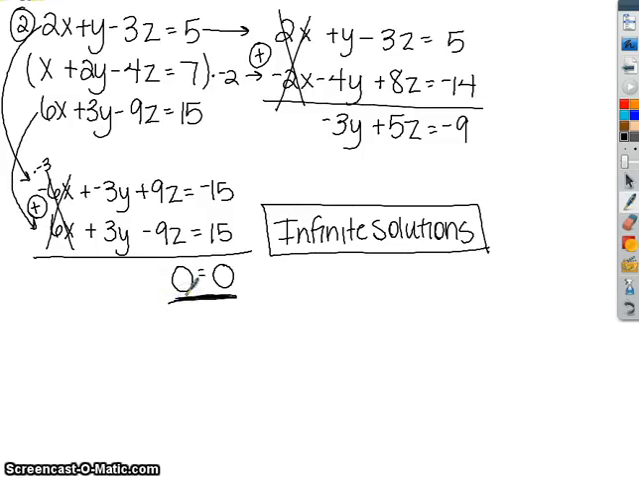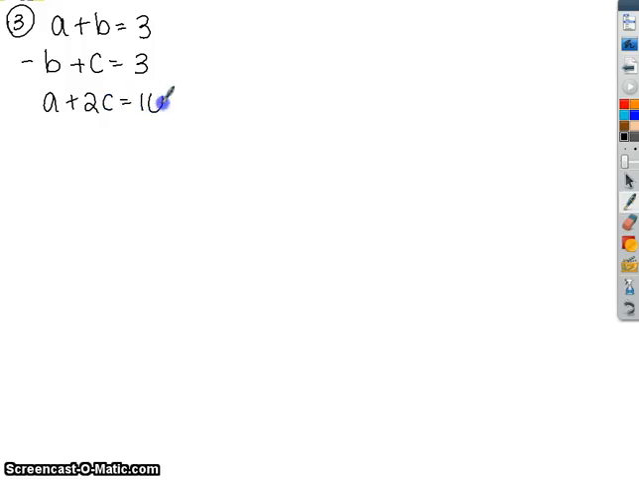Okay, my last example is going to look a little bit different, but I know you're going to have one like this on your test, so I just want to make sure that we go through one like this. So hopefully I don't run out of time. A plus B equals 3. Negative b plus c equals 3. A plus 2c equals 10. So this is still a system of 3 equations. There are still 3 variables here. Notice you have an a, b, and c. The difference is that not all 3 variables are in every equation.